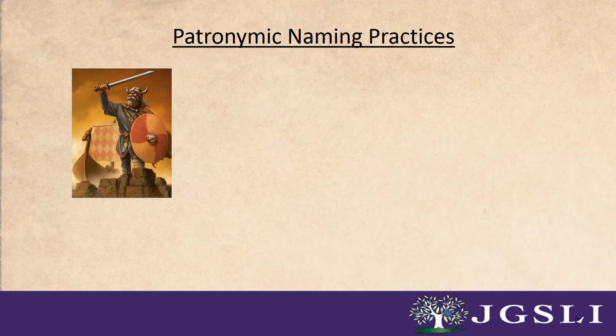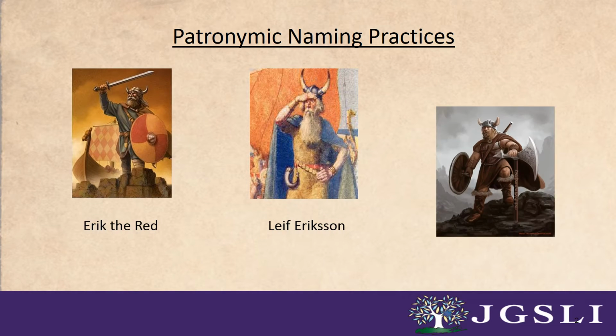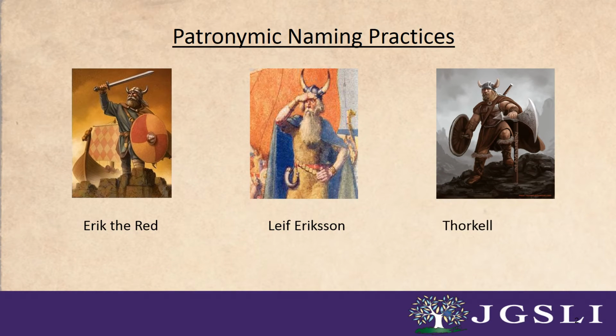Think back to your early days in school when you learned about the Viking explorer Eric the Red. Eric had a son named Leif, who we know better as Leif Erikson, or Leif son of Eric. Then Leif had a son named Thorkel, who was known as Thorkel Leifson, son of Leif. Erikson and Leifson are patronymic names, children named after their father. These are not family names or surnames.